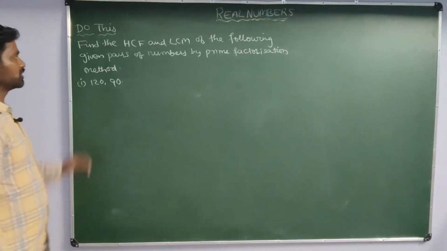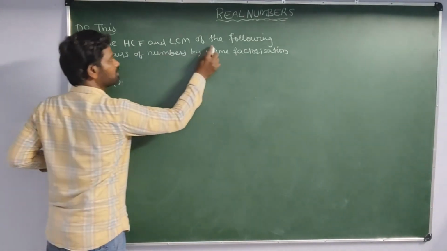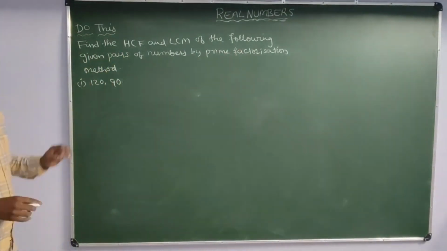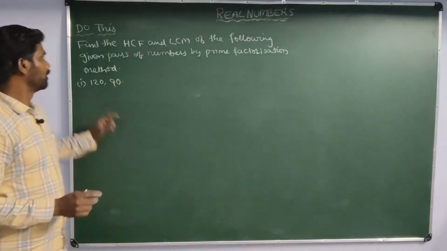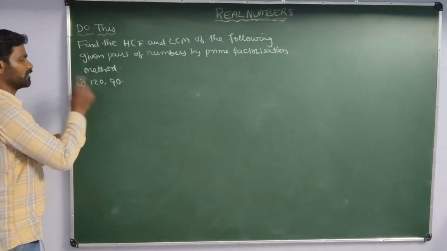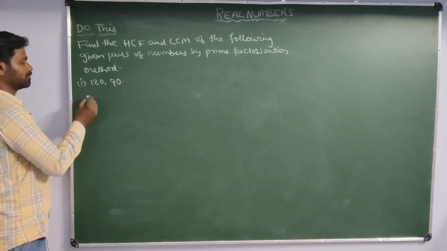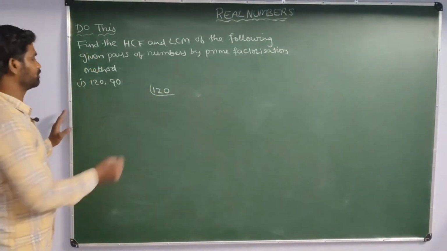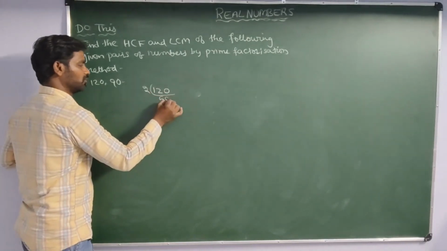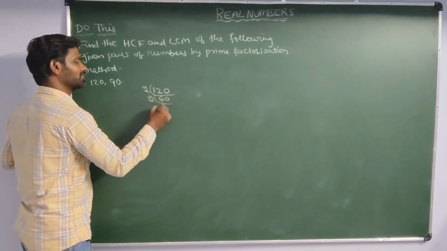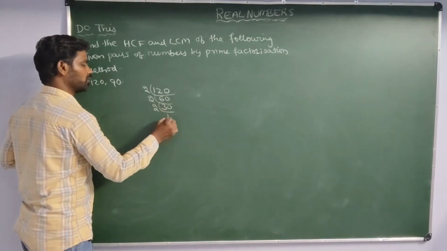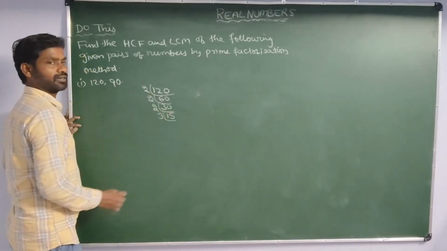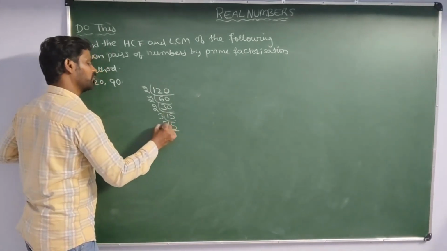Next, do this question: find the HCF and LCM of the following given pairs of numbers by the prime factorization method. Now we have to find HCF and LCM using the prime factorization method. The first question is 120 and 90. So let us write the prime factors of 120. 2 6s are 12 and 0, 200. Next 2 3s are 6. Next 2 1s are 2, 1 remains, 10, 2 5s are 10. Now 3 table: 3 5s are 15. Next 5 1s are 5.